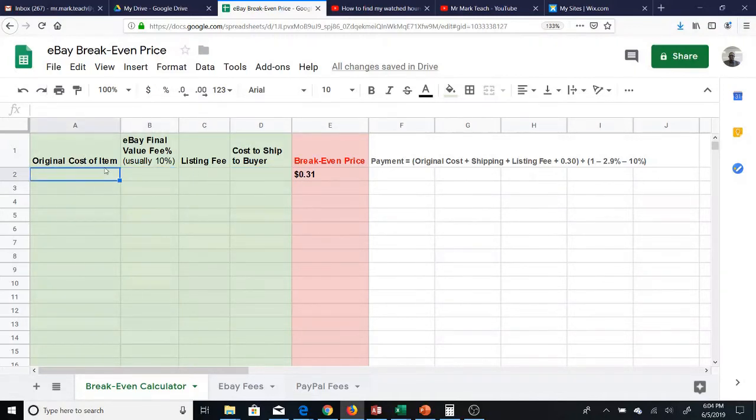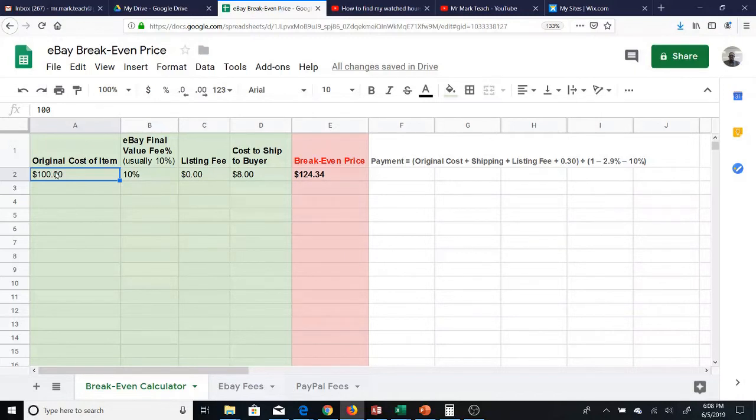So for instance, if the original cost of the item is $100, we'll stick the same numbers in. You then put the eBay final value fee. Now I left this blank because although it is usually 10%, there are some item categories where it is not 10%. So you can put the 10% for the final value fee. Listing fee, again, I'm going to put 0. And the cost to ship to buyer, I will put 8. And as you can see, the break even is $124.34.